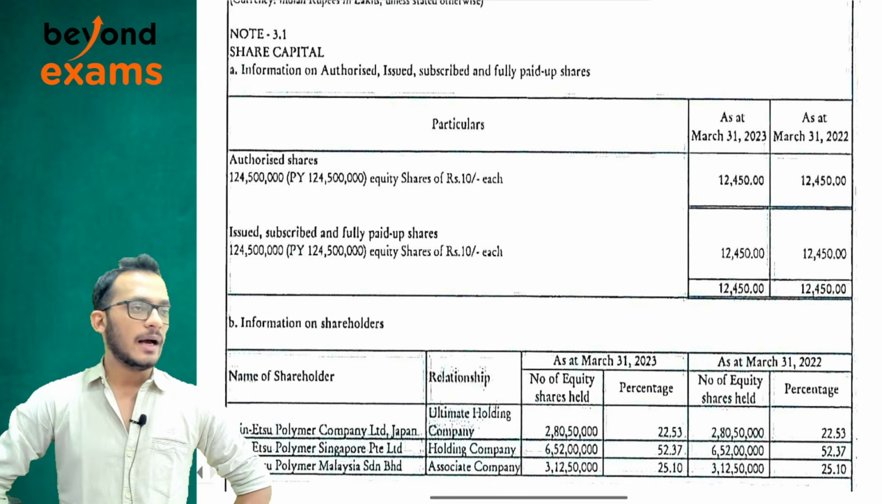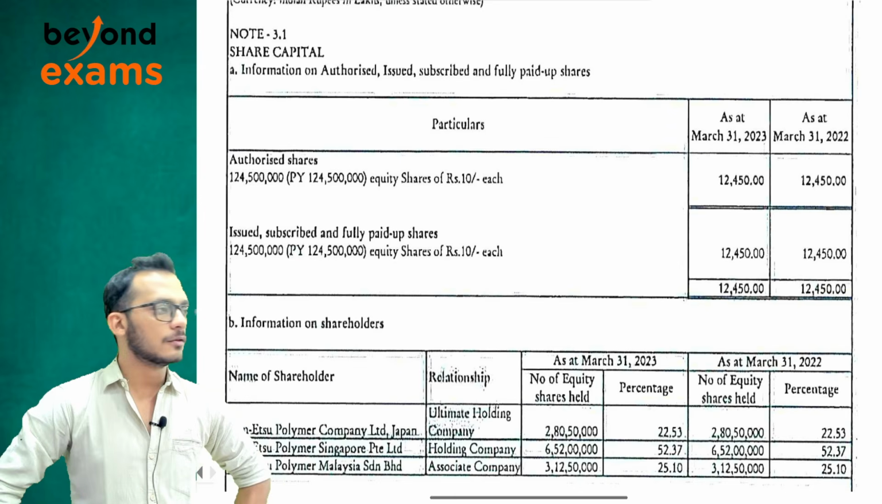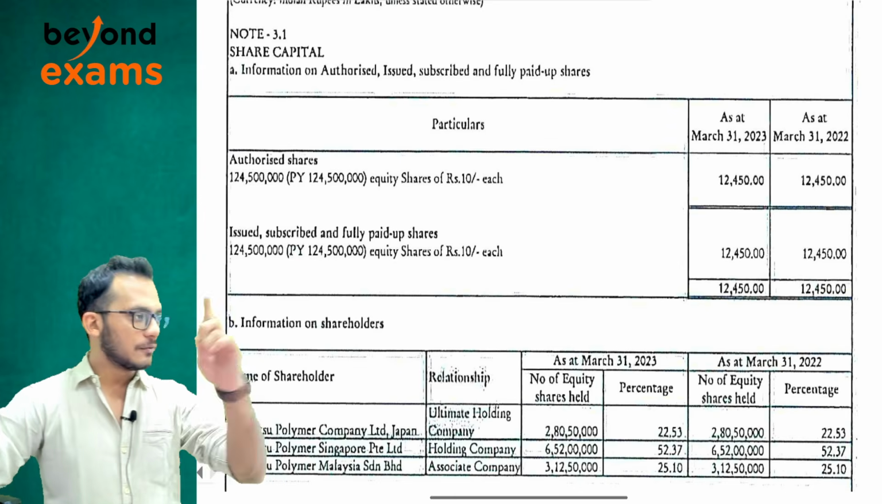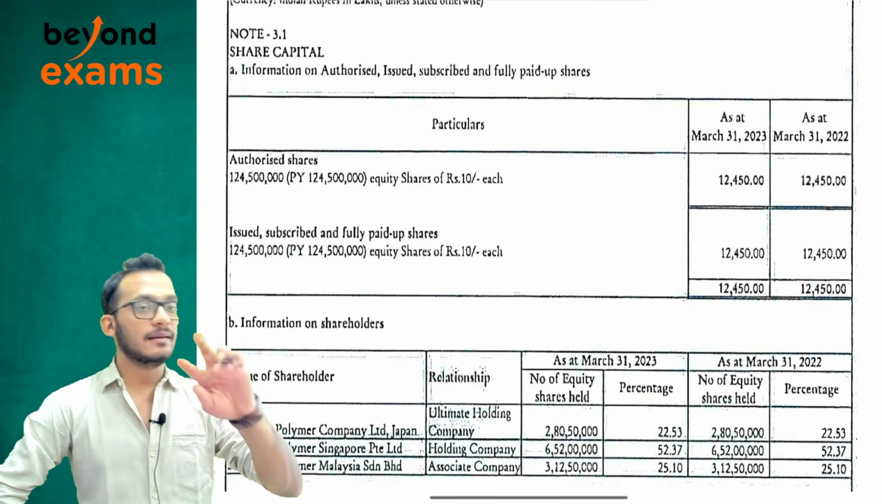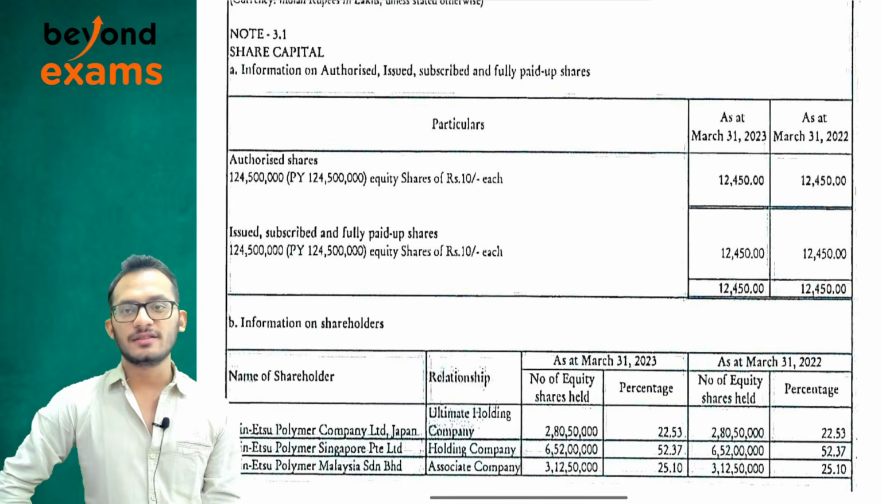Basically IPOs, FPOs, rights issue, all those kinds of things is where the first point is. So first thing, always check for increase in share capital. Second, also check for any increase in authorized share capital.